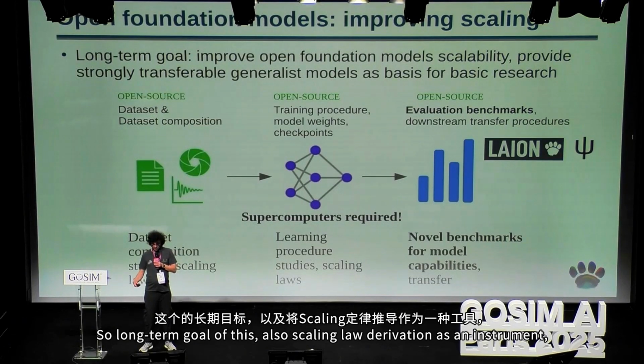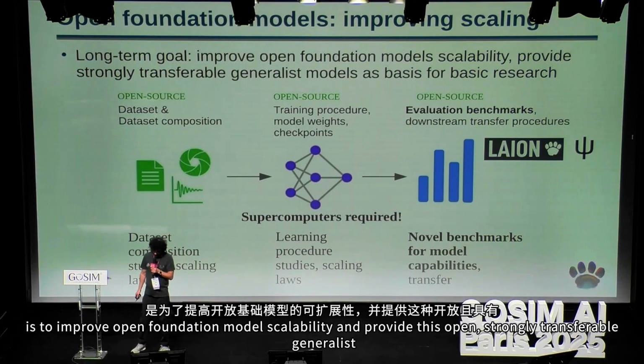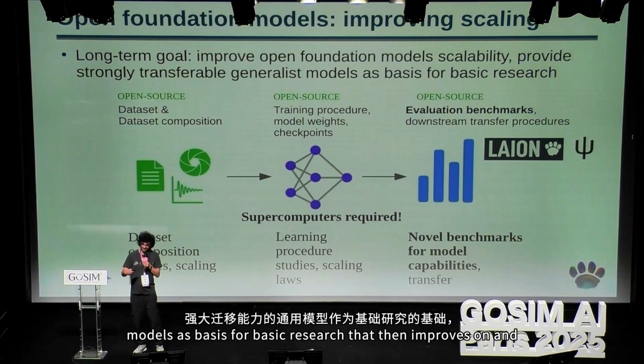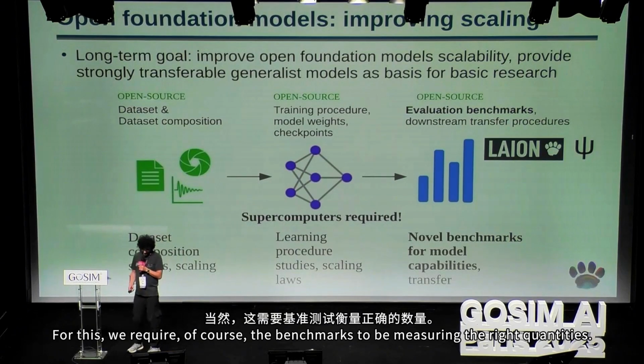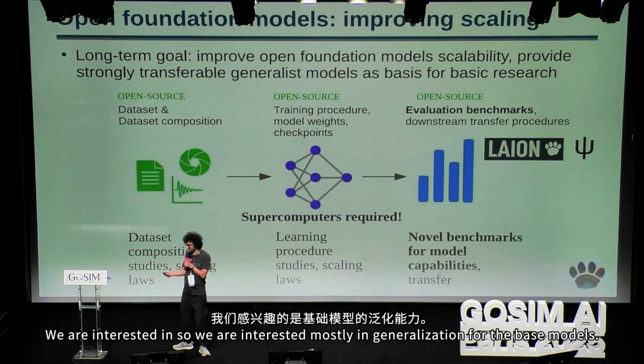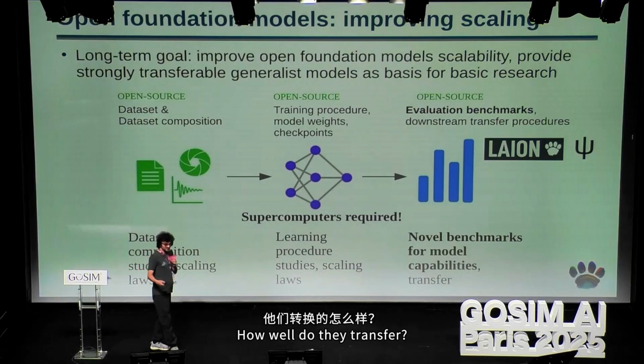So the long-term goal of this, also of scaling law derivation as an instrument, is to improve open foundation model scalability and provide these open, strongly transferable generalist models as a basis for basic research that then improves on and on and on using this scaling law derivation method. For this, we require, of course, the benchmarks to be measuring the right quantities we are interested in. So we are interested mostly in generalization for the base models. How well do they transfer?